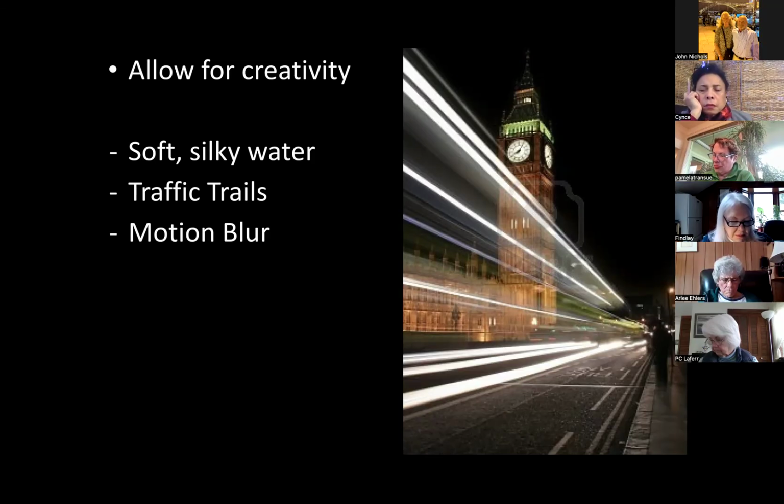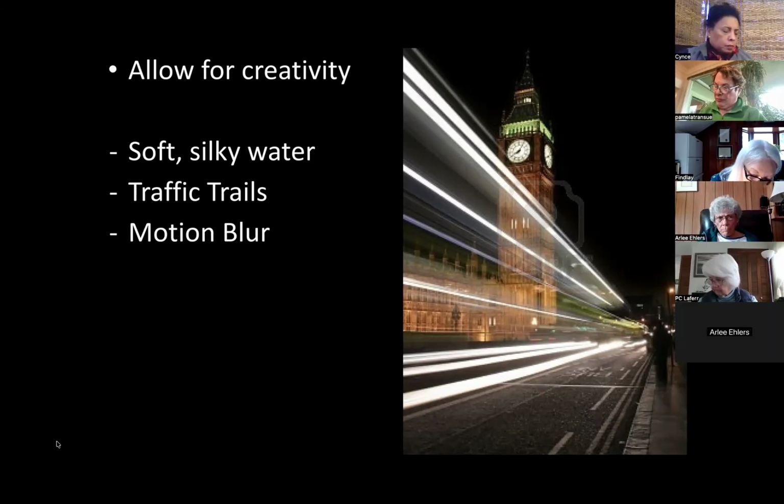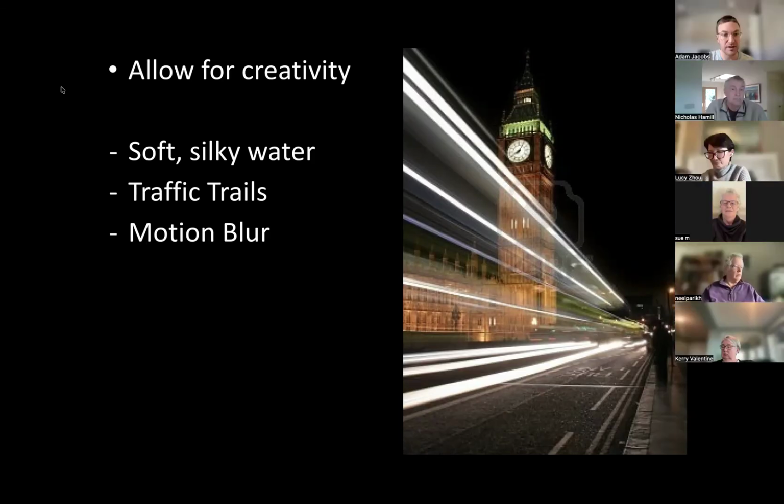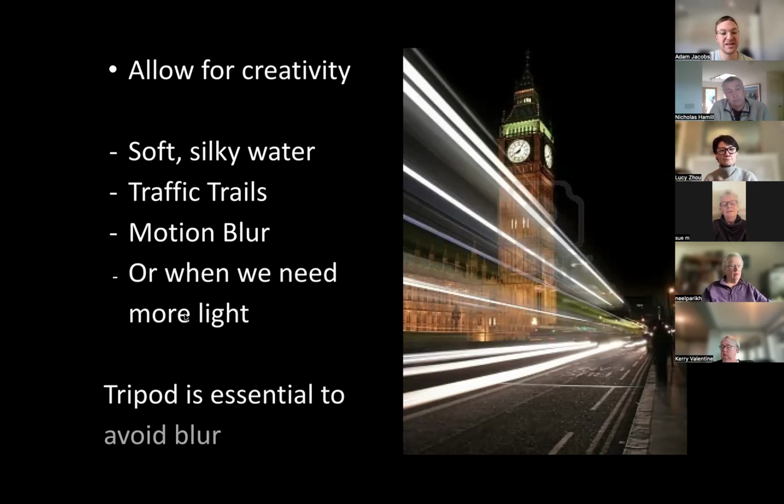So generally, slower shutter speeds are really fun because they allow us to, unlike fast shutter speeds, which can also be fun and allow us to freeze the hummingbird. Slower shutter speeds, when we choose to use them, and what I'm going to show you today is really going to open up the box of creativity that you can do with your cameras. But these are the three main use cases: soft, silky water, traffic trails, motion blur. The key is, though, you need a tripod or you need something to rest your camera on.